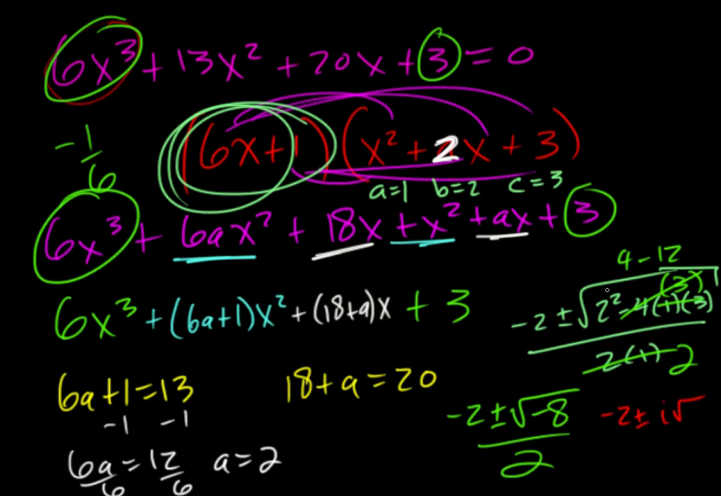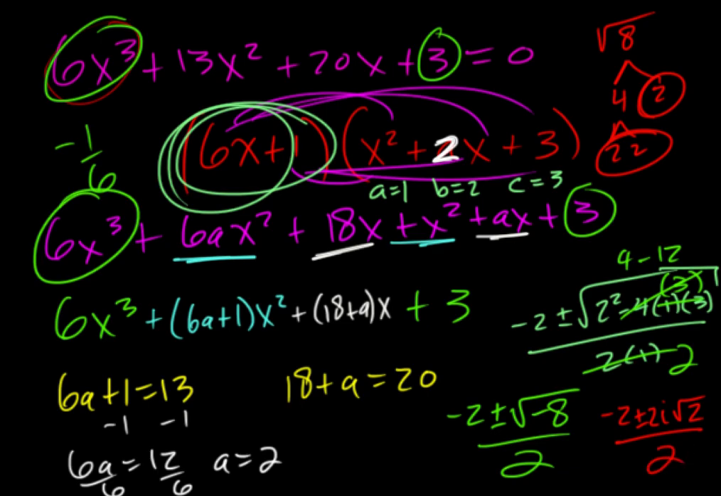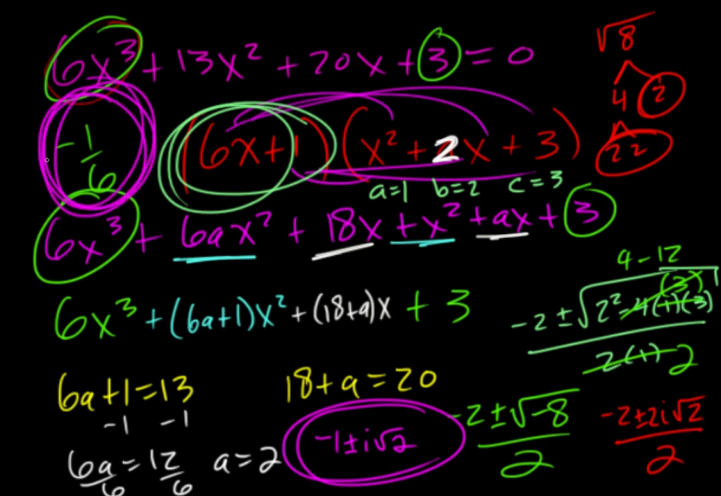Okay. And then square root of 8 breaks up into 4 and 2, 2 and 2. So we have a pair, which means a 2 comes out. We have a single, 2 stays in, and that's still under 2. Negative 2 and 2i are all divisible by 2, and so we get negative 1 plus or minus i root 2. So those are two roots, and where's the other root? Right here. So negative 1/6, and then those two are the three roots.